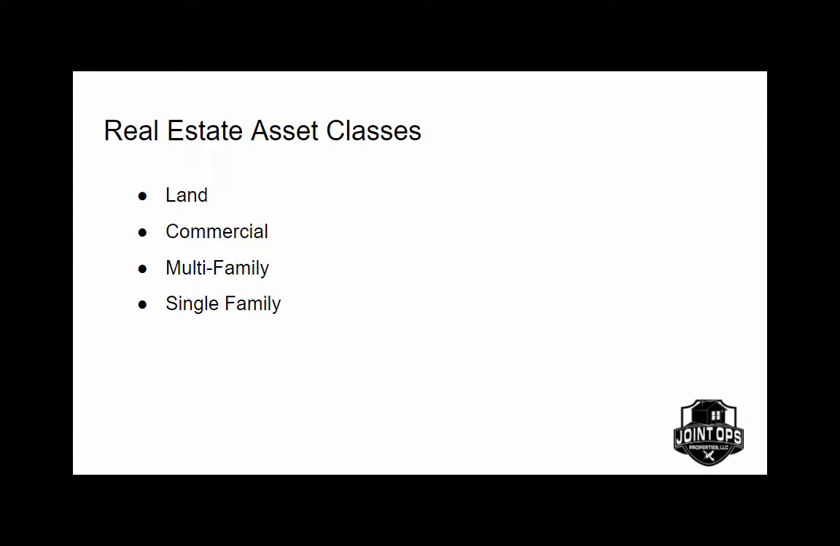So a few of the different asset classes out there are land, commercial, to include office and retail space, multifamily apartment buildings, and single-family residences. Land is great because there's easy management. You don't have tenants in place, but correspondingly, you don't have any cash flow coming in the door. So you're reliant on only one form of income, being future appreciation.